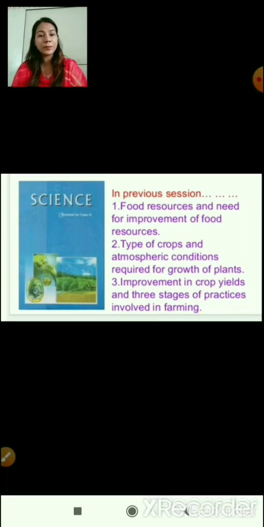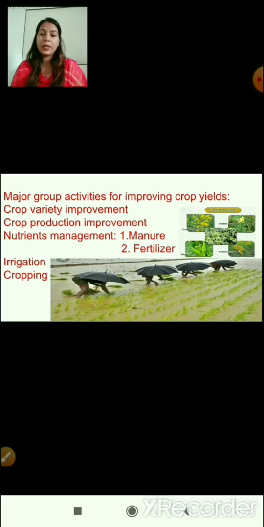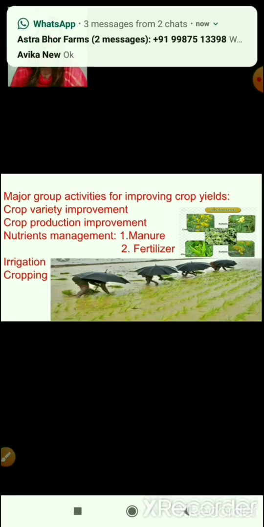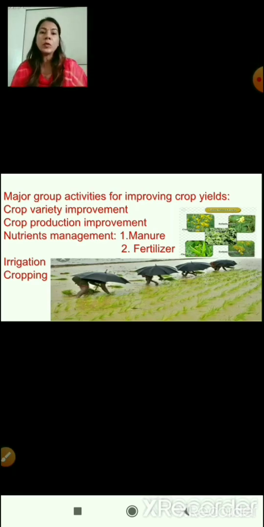of food resources, types of crops and atmospheric conditions that are required for the growth of plants, and improvement of crop yields, and 3 stages of practices involved in farming techniques. We also discussed major group activities for improving crop yields, crop production improvement, nutrient management by utilizing manure, fertilizers into the crop field, and irrigation techniques and various cropping patterns.